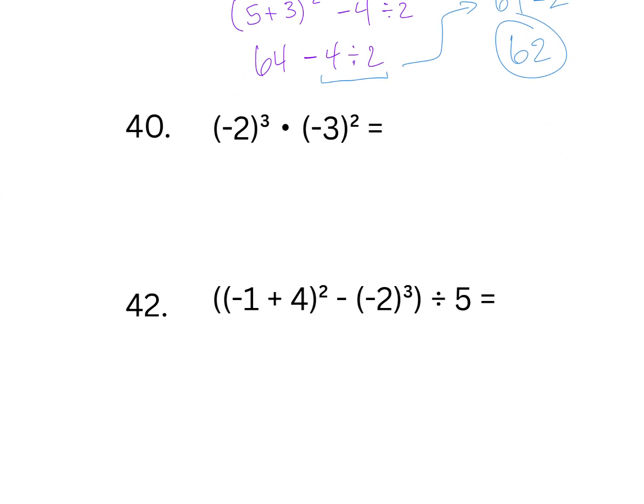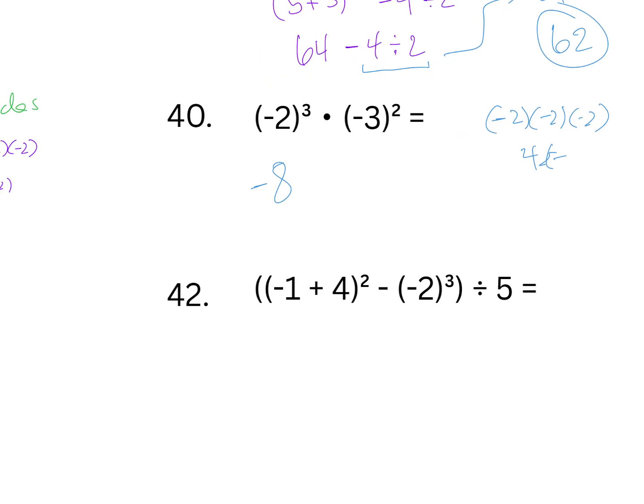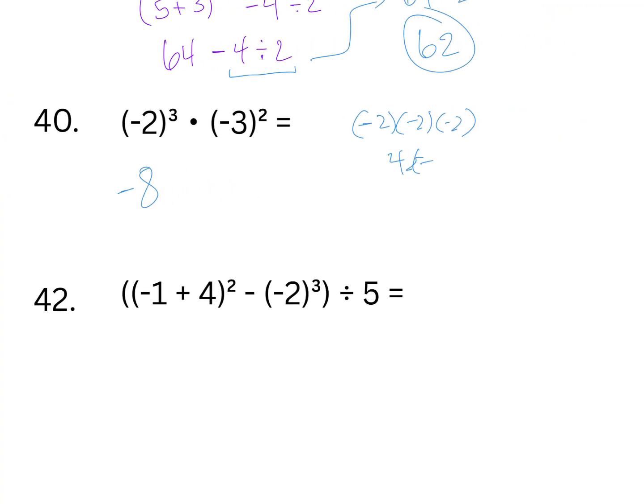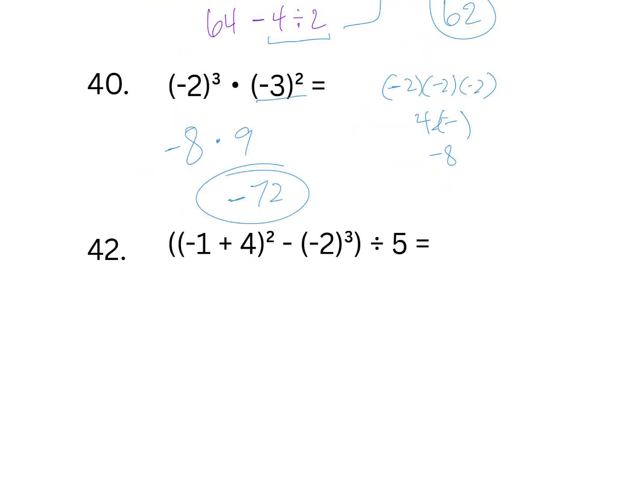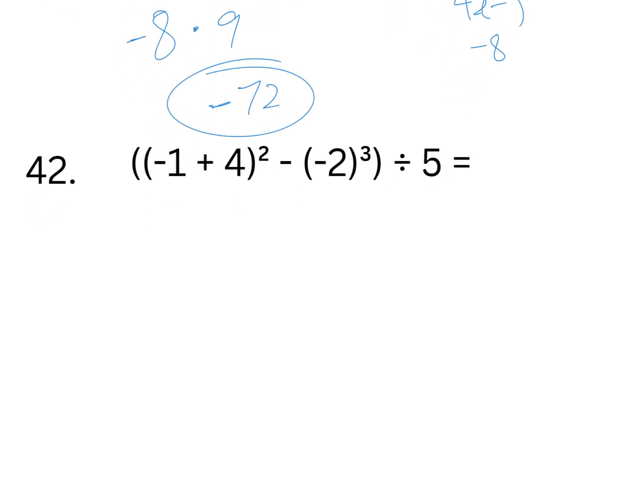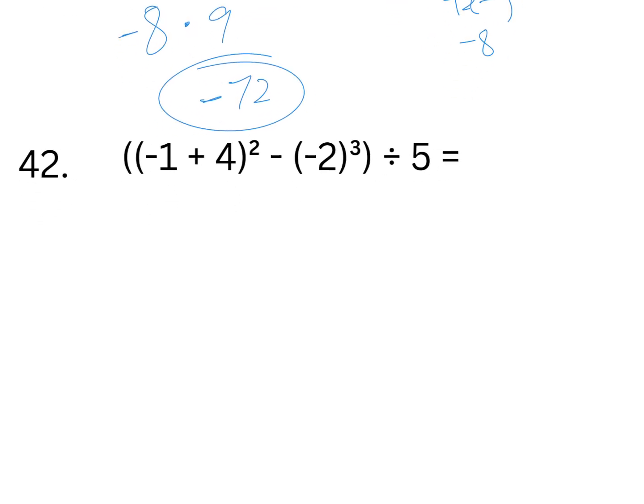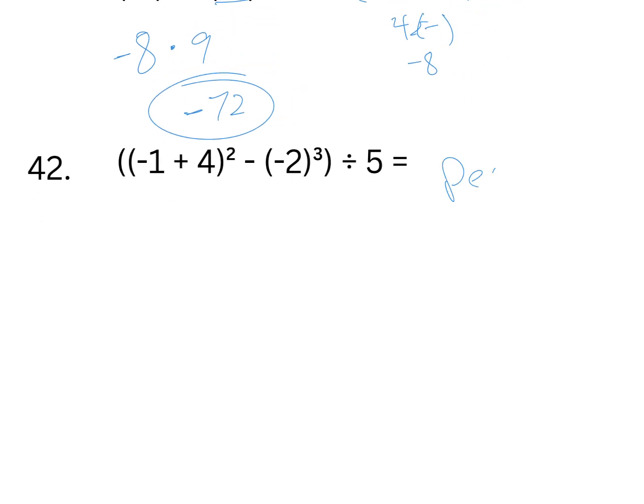-2 cubed, that is -8, because it would look like this. That's 4. 4 times -2. I don't know why when I get over to this part of the screen, it likes to mess up. 4 times -2, that's -8. There we go. Anyway, and then -3 squared, that's just 9. This is -72.